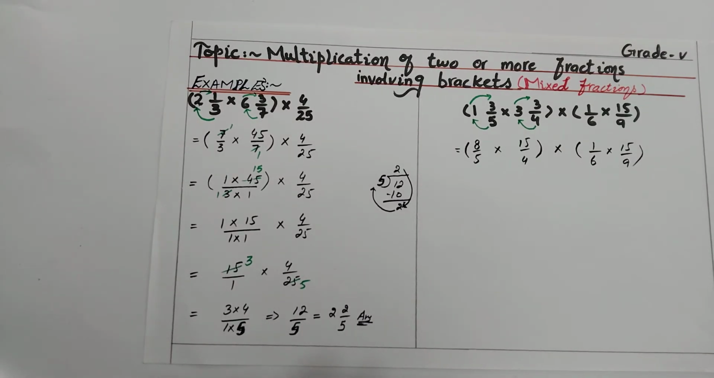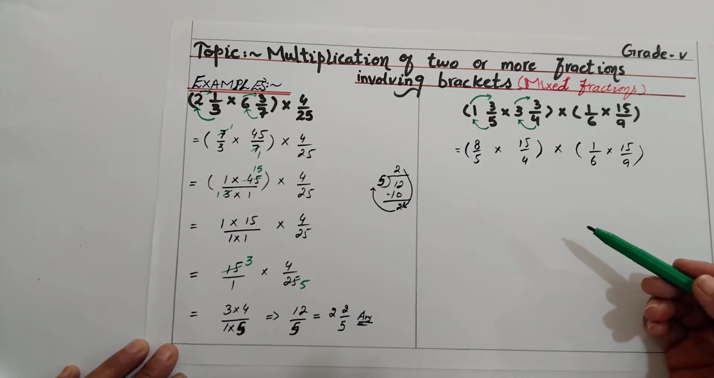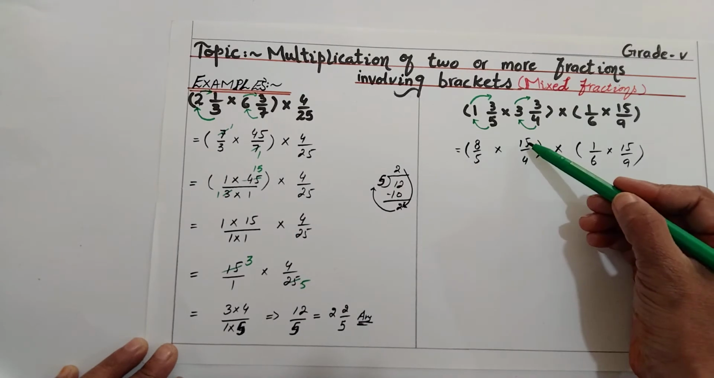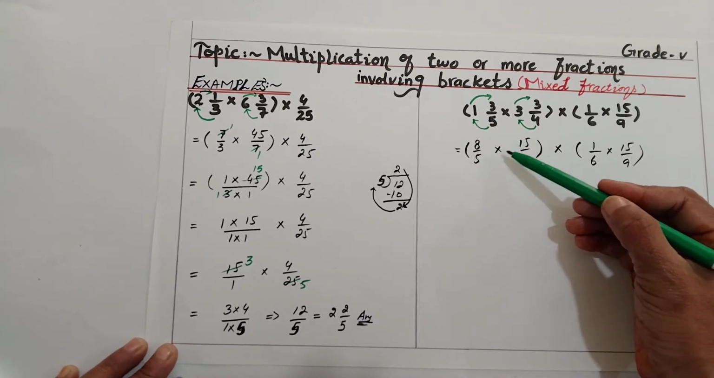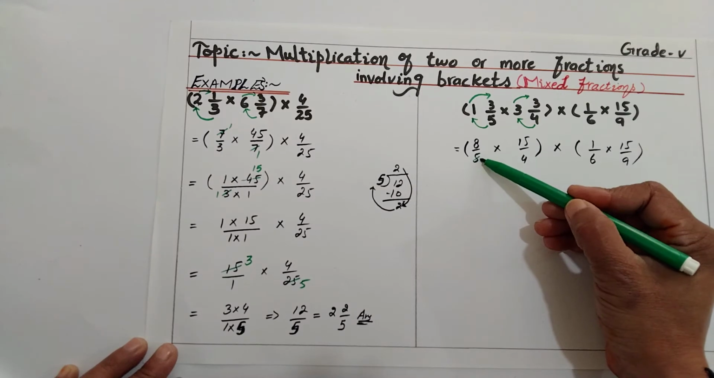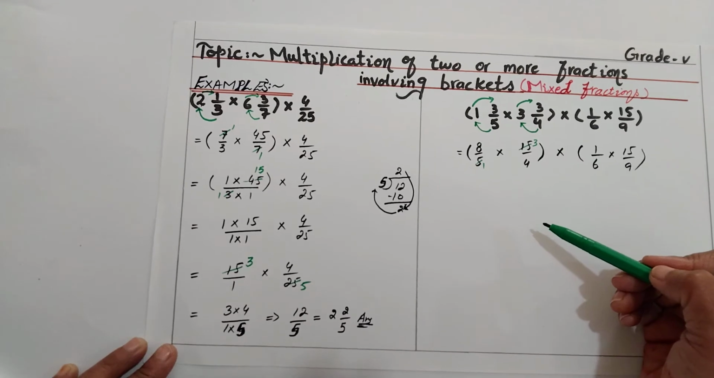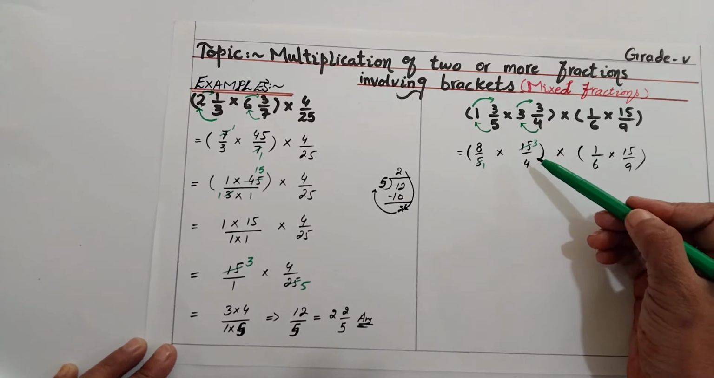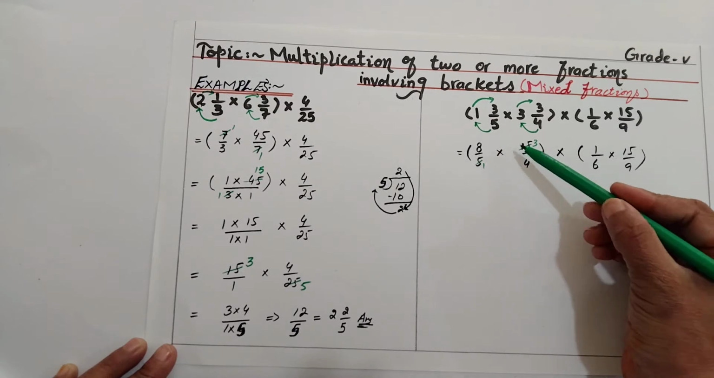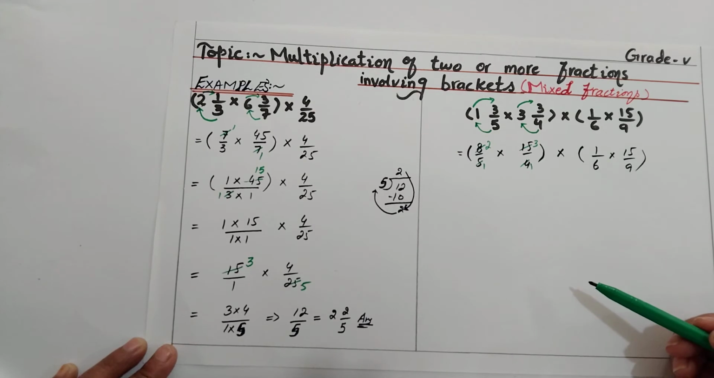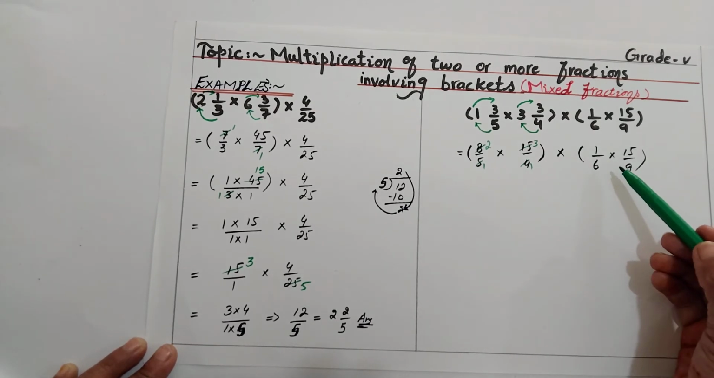Clear? After the simplification of the mixed fraction, now we have to check, is there any possibility of cancellation? Is there any common factor? Yes, we can cancel out the 5 and 15 because 5 is the common factor for 5 and 15. So 5 ones are 5, 5 threes are 15. And here we have second option of the cancellation. 4 is the factor of 8. 4 ones are 4 and 4 twos are 8. Clear?